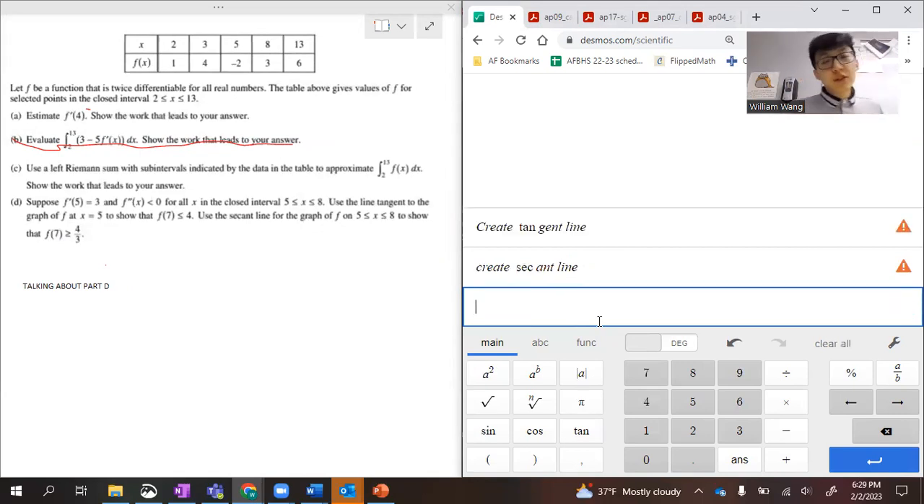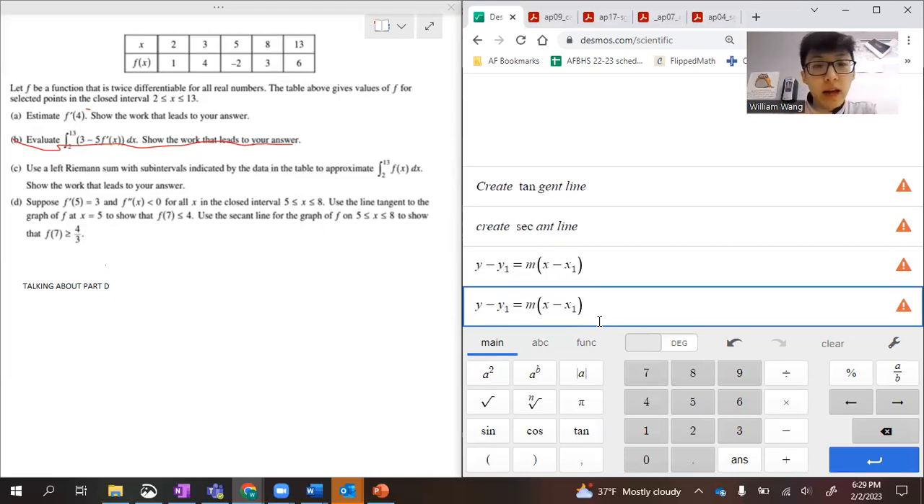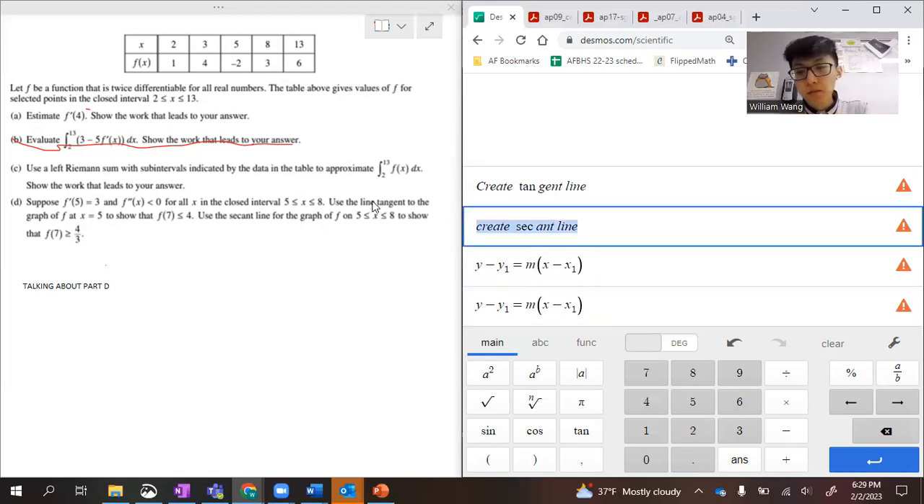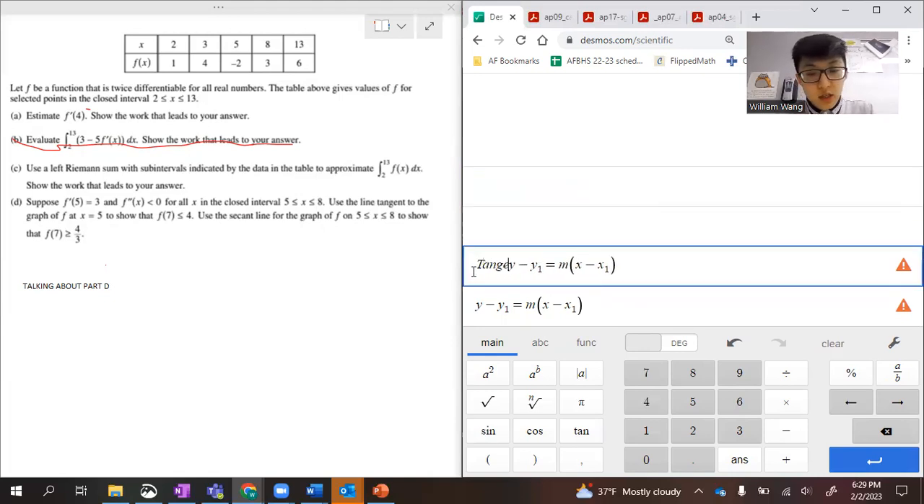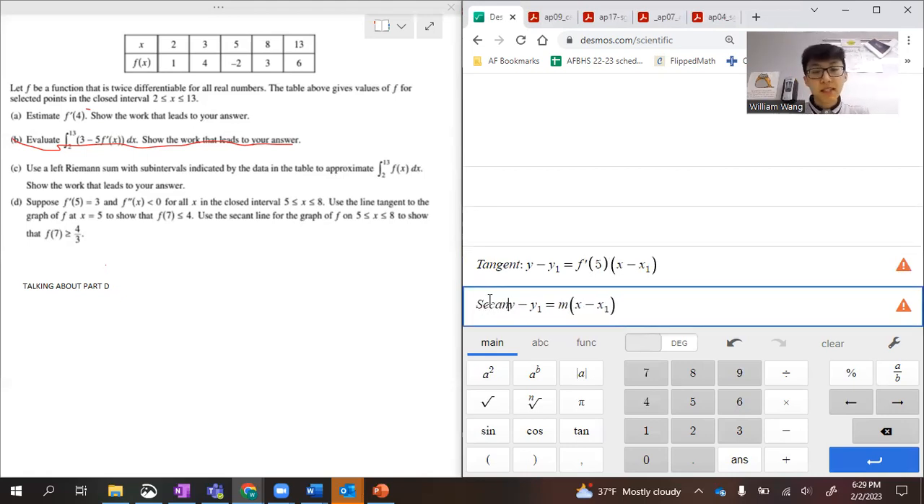First of all, the equation for a line is going to follow y minus y1 is equal to m times x minus x1. Straight up, it's going to follow this equation, right? Now, for my tangent line, how do I find what's so special about this? Well, my tangent line at x equals 5 is going to use my derivative at 5, so f prime of 5, right? How about my secant line? How do I find that?